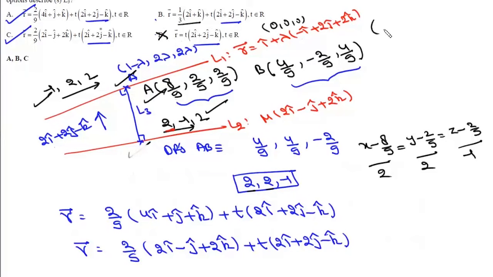Now in this case, the point is 2 by 3, 0 and 1 by 3. If we put x as 2 by 3, it will be 2 by 3 minus 8 by 9, which is 6 by 9 minus 2 by 9, so it will be minus 1 by 9. If we put y as 0, it will be minus 1 by 9. And if we put z as 1 by 3, we'll get 3 by 9 minus 2 by 9, which again is minus 1 by 9. So this point lies on this line. So the correct options are A, B and C.